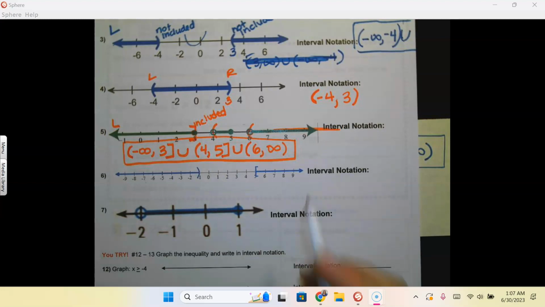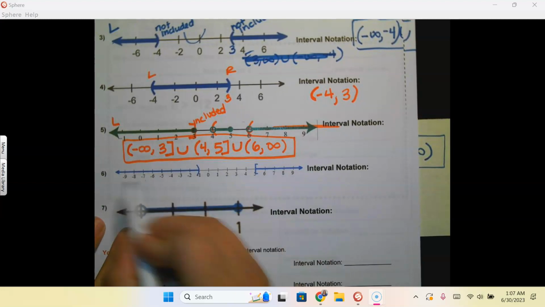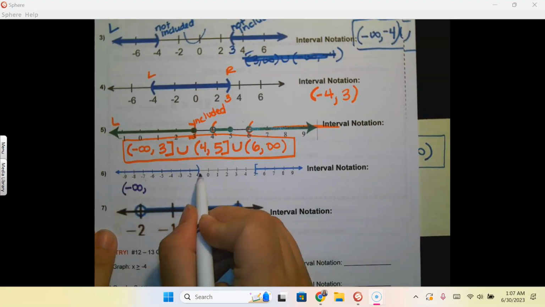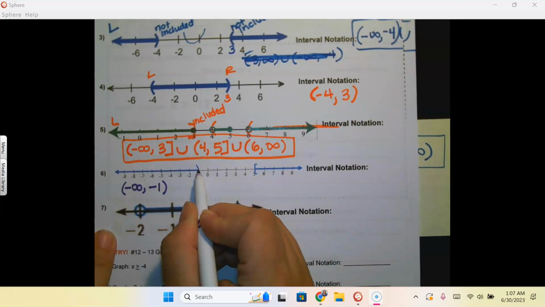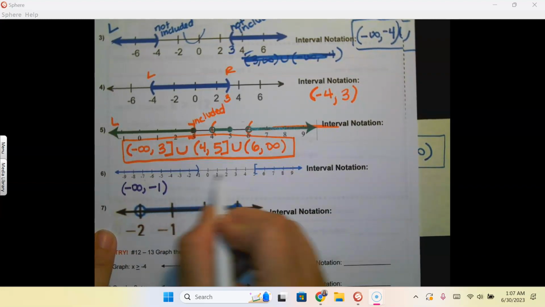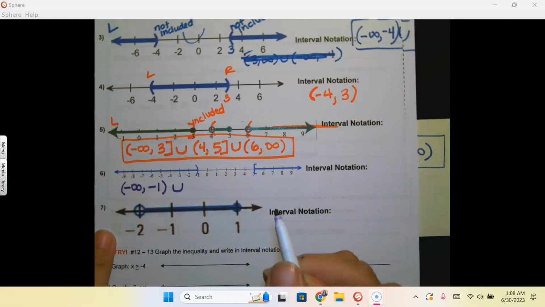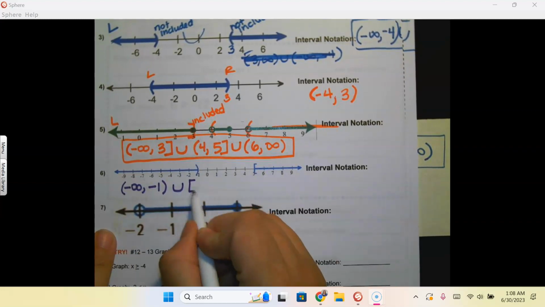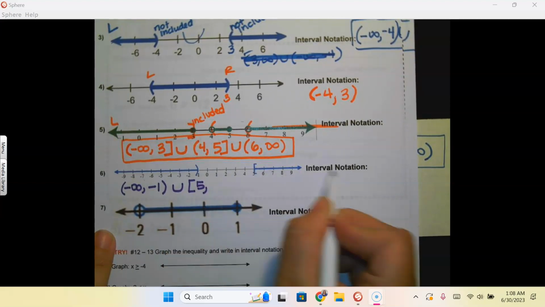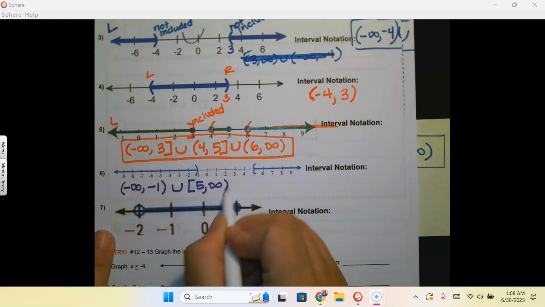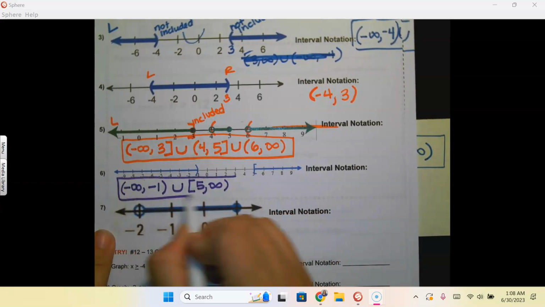Okay, let's go ahead and look at this next one. Feel free to pause and try them on your own first. So from the left, it keeps going infinitely, so -infinity. And then it stops here at -1. -1 is not included. And then there's a gap, so we use the union symbol. And then 5 is included, so that's what that bracket means. And then as we go to the right, it keeps going and going and going. So that would be our solution.